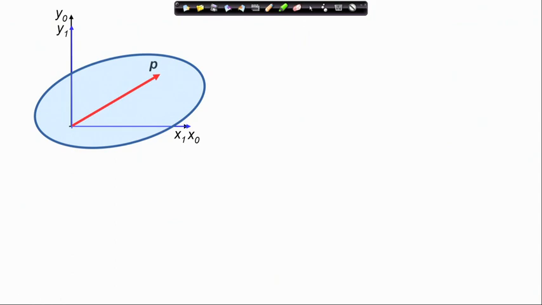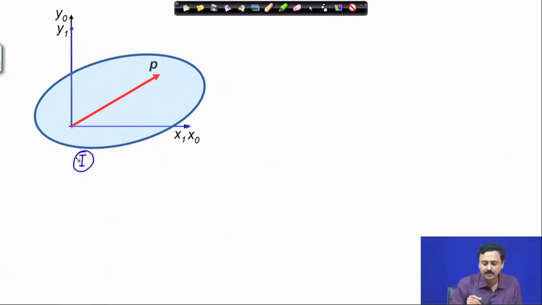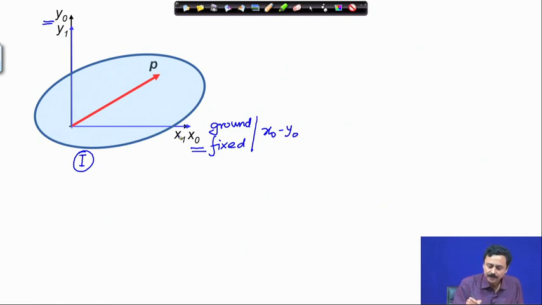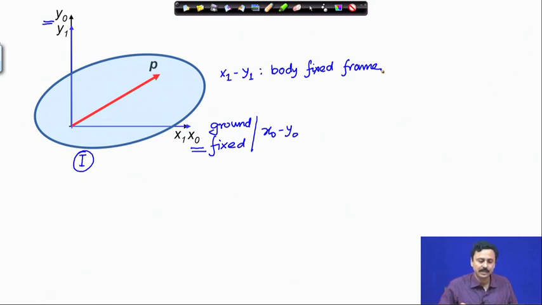Here I have shown you the body in configuration 1. So, this is configuration 1 and I have also shown two frames. Here is one frame x 0 y 0 which we will fix. This is ground fixed. So, x 0 y 0 is ground fixed, whereas the frame x 1 y 1 is body fixed.